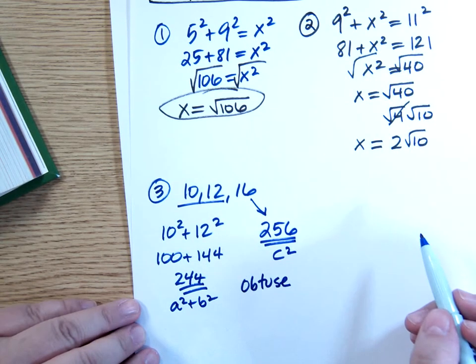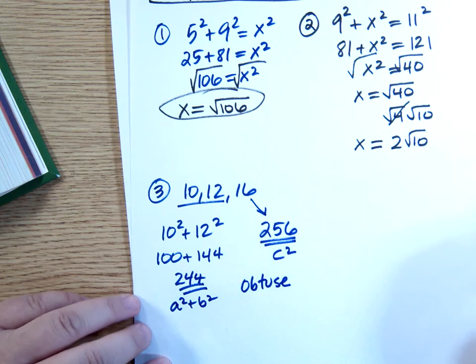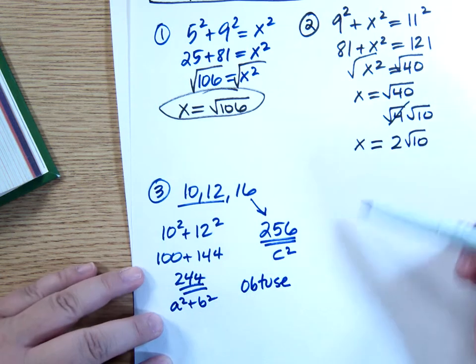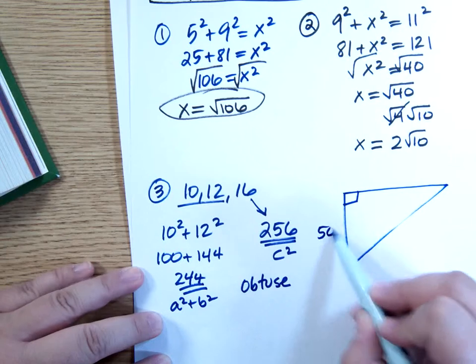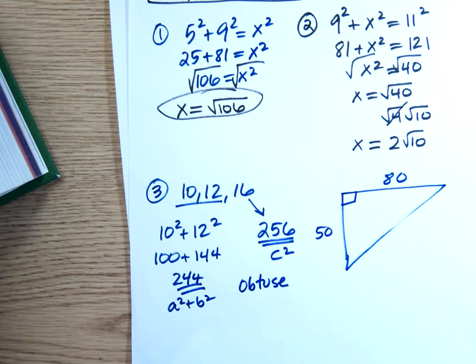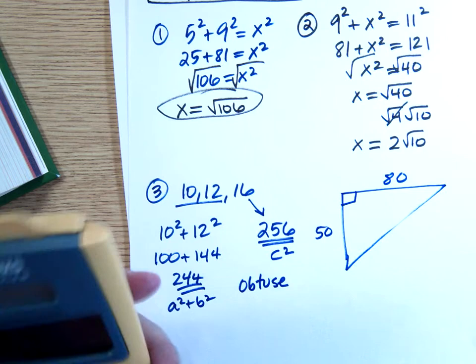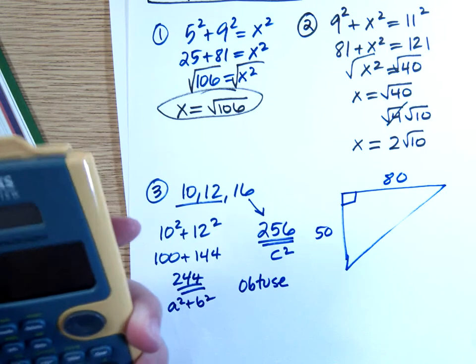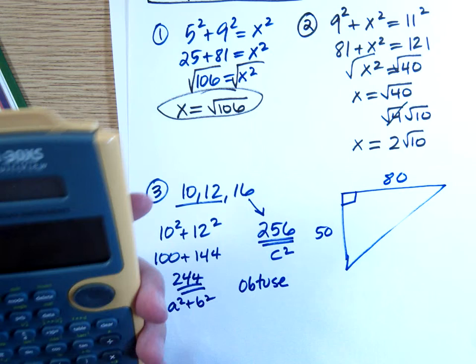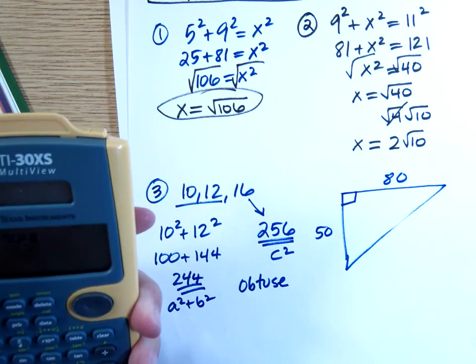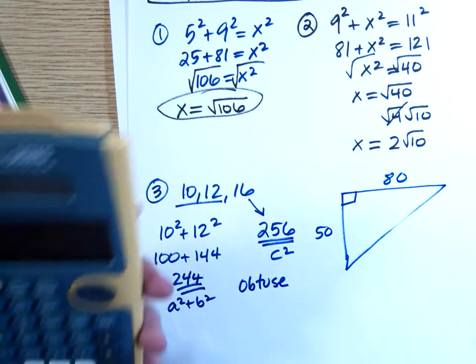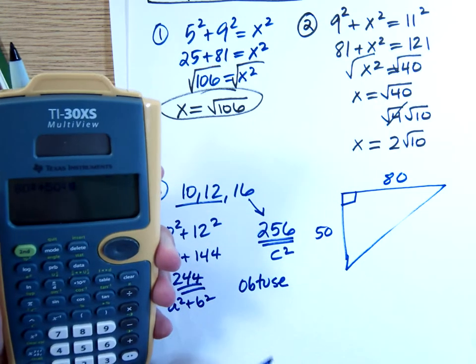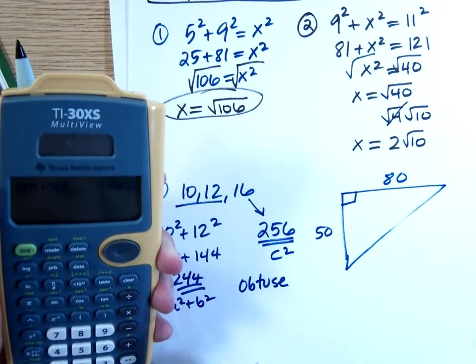Number 4, a landscaper wants to place a stone walkway from one corner of the rectangular lawn to the opposite corner. What will be the length of the walkway? They're asking me for the hypotenuse. We have 50 feet here, 80 feet here. I'm going to do 80 feet squared plus 50 squared. And it says round to the nearest inch. That's not too difficult. Let's see. We have 80 squared plus 50 squared equals 8,900.